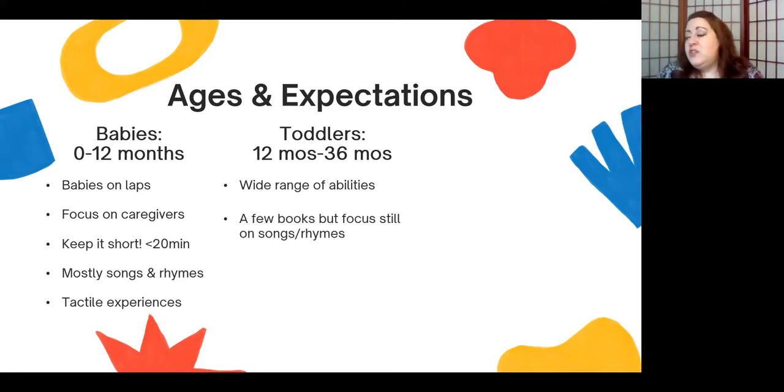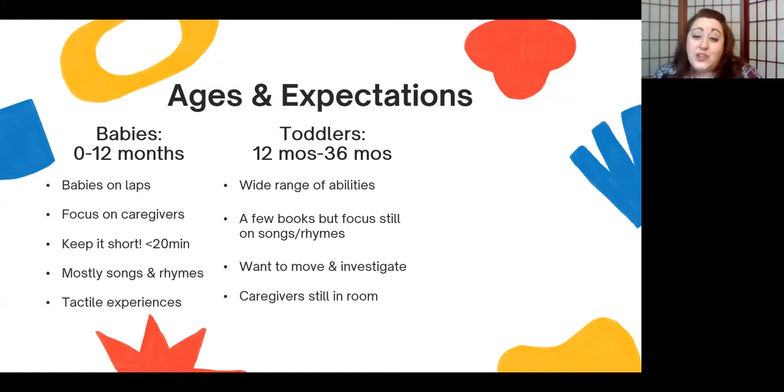So still using mostly songs and rhymes with maybe 1 or 2 books is what I have found works the best. They want to move and investigate. A lot of them are early walkers, especially on the younger age range. So they're just getting used to it and they want to do everything. They want to move, they want to groove. So again, be prepared for that.